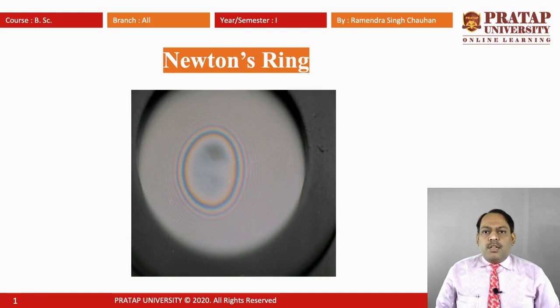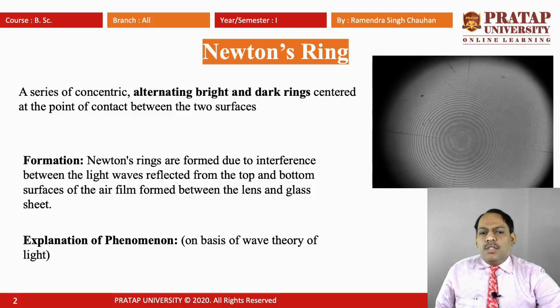We will be talking about today's topic, Newton's ring. So what are Newton's ring? We will talk about this. We can say that Newton's rings are a series of concentric alternate bright and dark rings centered at the point of contact between the two surfaces.